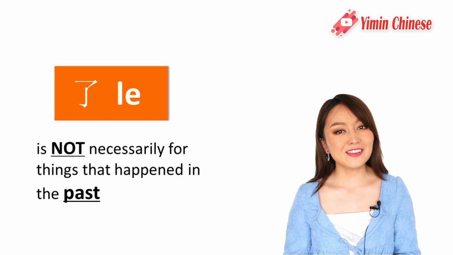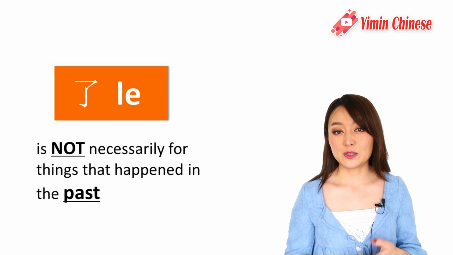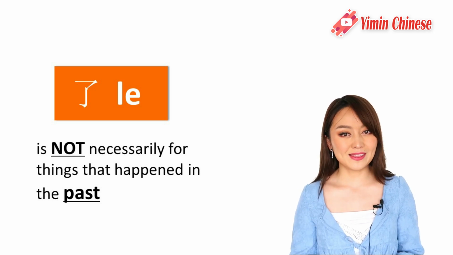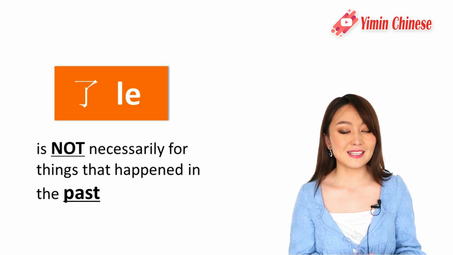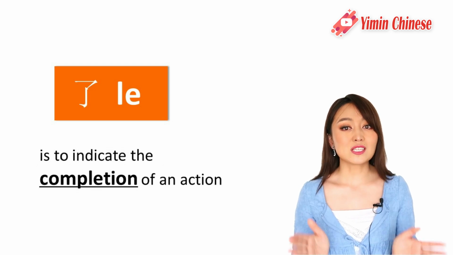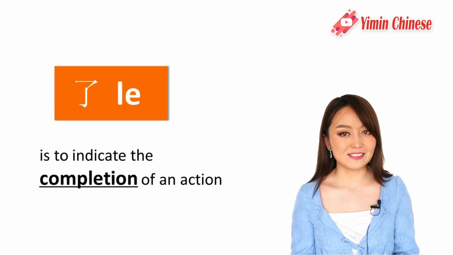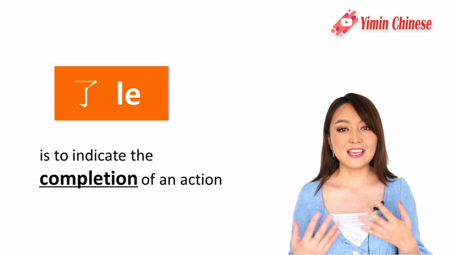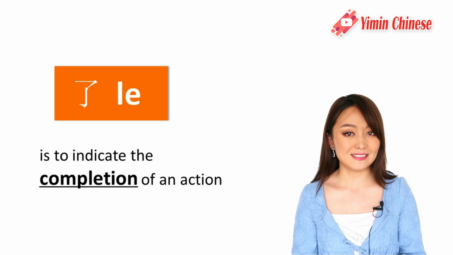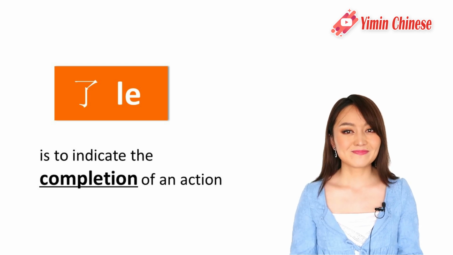了 is not only for past tense. It could be for future tense or hypothetical sentences like the last sentence we said. So the point of 了 is to indicate a completion of an action, not necessarily exclusively for past tense. Keep it in mind. Okay, I hope you enjoyed this lesson.